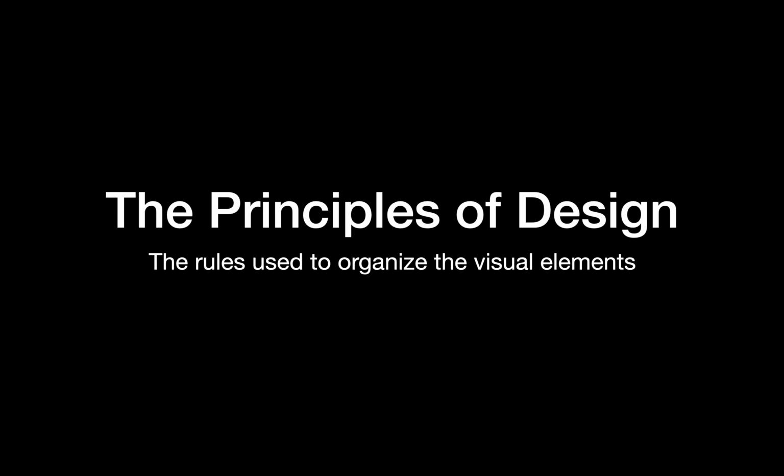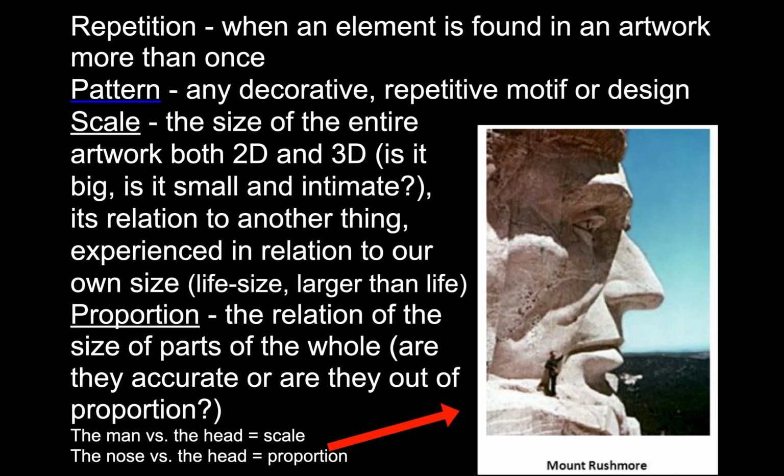So, just like the elements, a lot of these words are things that we already know, but it's important to understand how the artist uses them. So, repetition is just when you find an element more than once in an artwork. Now, this can be an element of art, so where the artist is repeating a circle or a square, the same color again and again in the artwork, something along those lines.